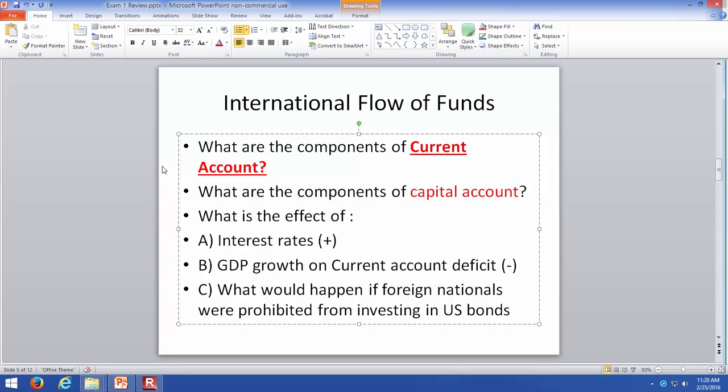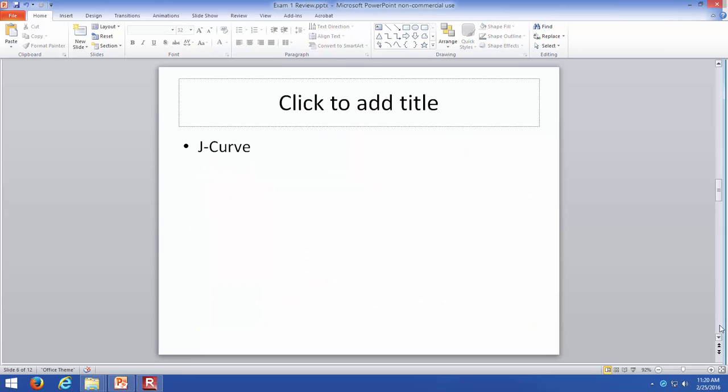All said and done, the bottom line is that the main reason why we are enjoying such low interest rates in the US is because we have foreign nationals and foreign governments investing in US bonds. If that is prohibited, that would have a negative effect on the bond prices, and interest rates would go up. The last thing is, we talked about the J curve.